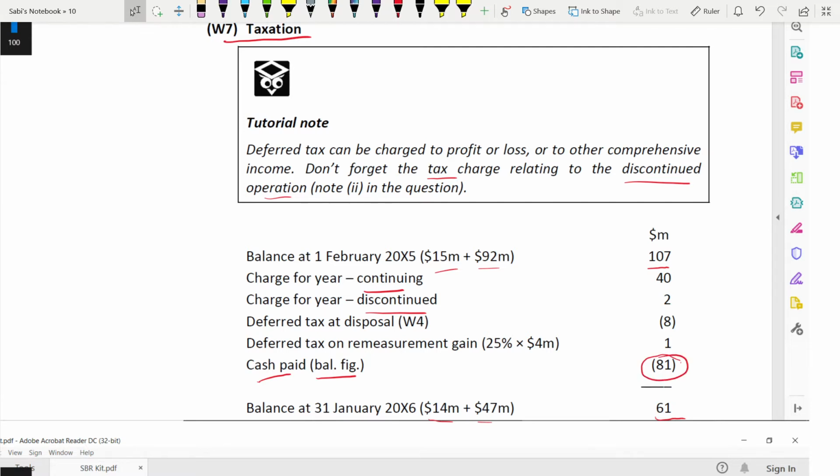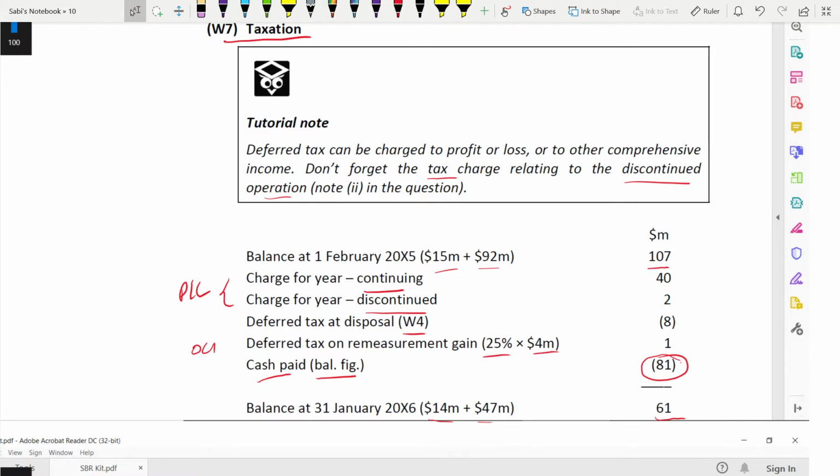And what you have to do? Deferred tax at disposal. When you are disposing, there's a deferred tax for that. You need to deduct it because you're disposing of it. Working 4, we'll go to that later. Now, deferred tax on a remeasurement gain. We know the deferred tax is 25% and the remeasurement gain also needs to be added back. All this is from OCI. Both profit and loss and OCI items will come here. 25% of 4 million because the remeasurement gain was 4 million.